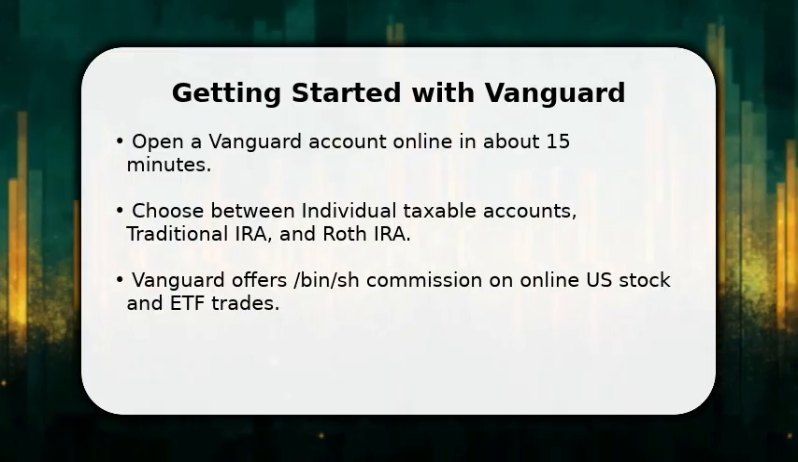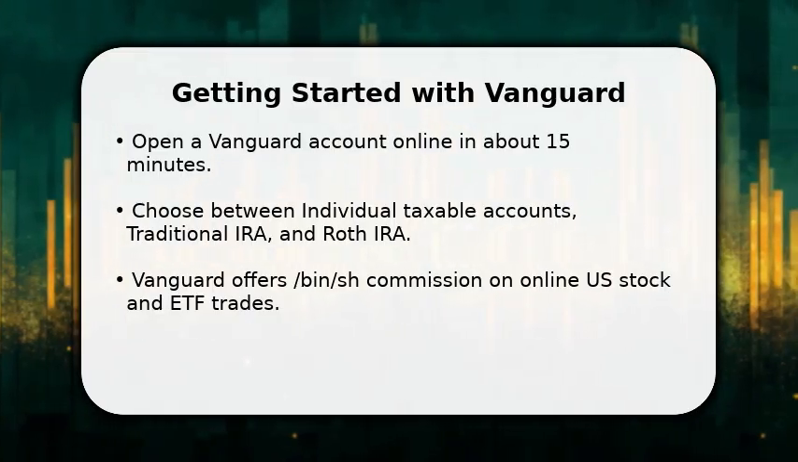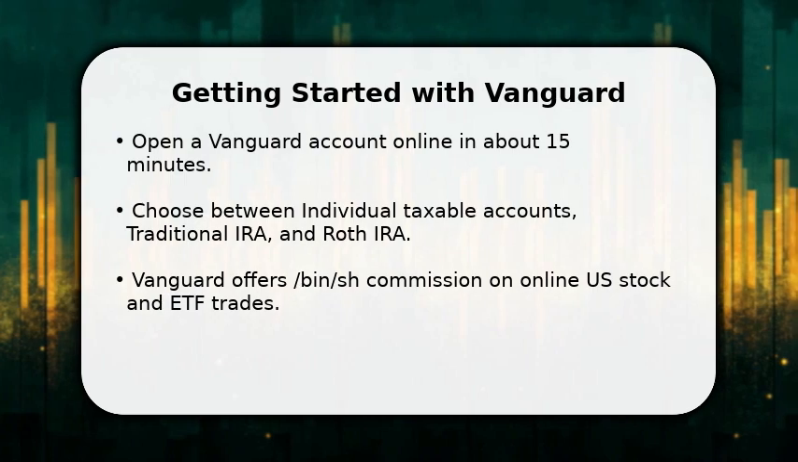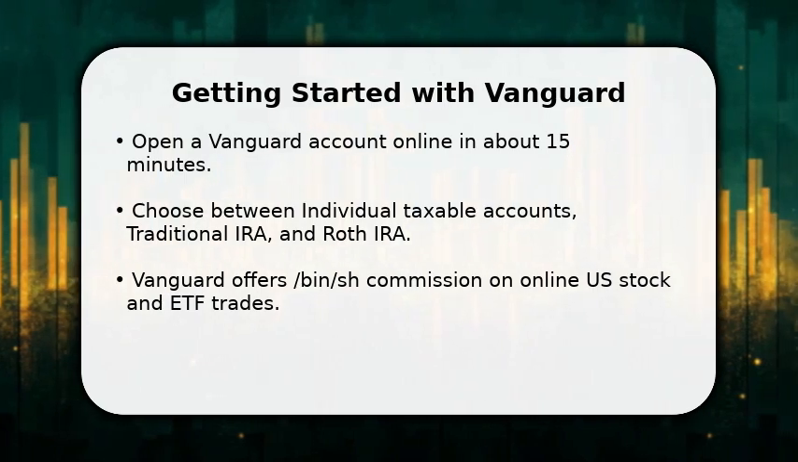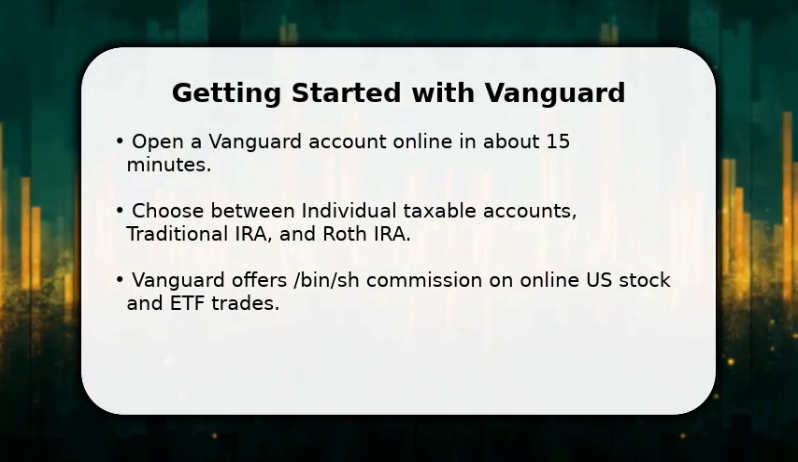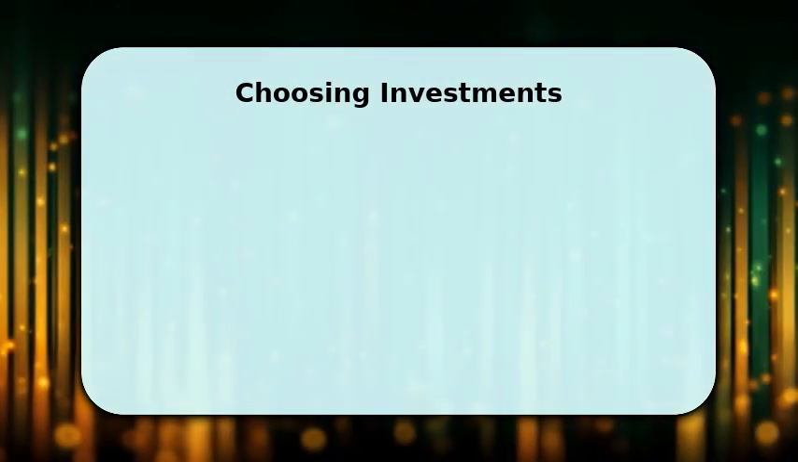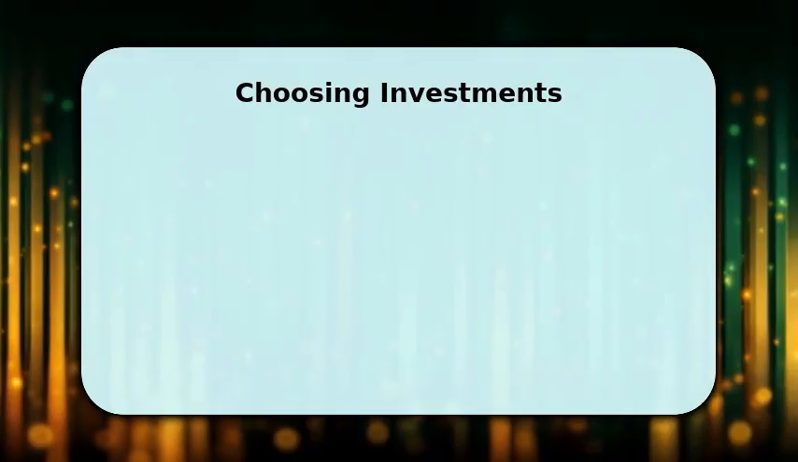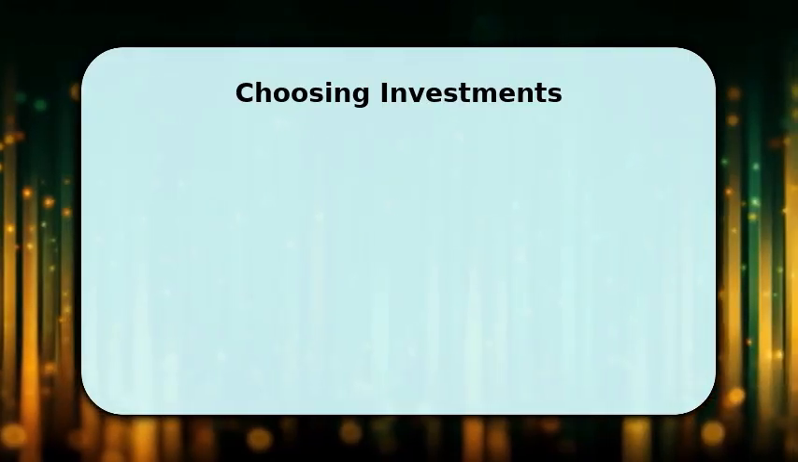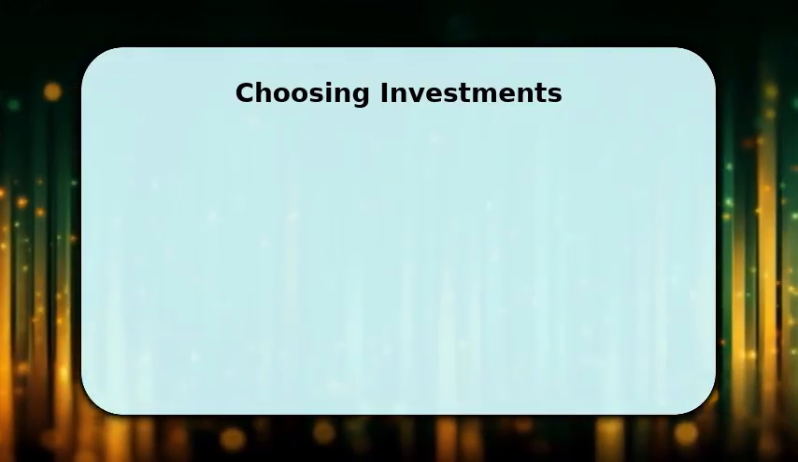Fund your account by ACH, wire, or check and confirm the settlement. Once funded, you can place trades, set up automatic investments, or roll over a 401(k). Begin by assessing your time horizon and risk tolerance. Shorter horizons favor more bonds, longer ones more stocks.